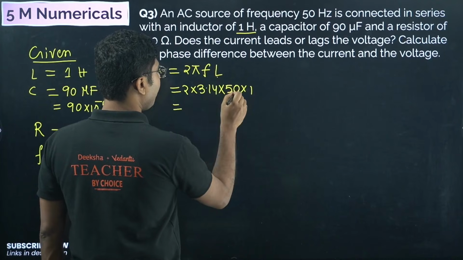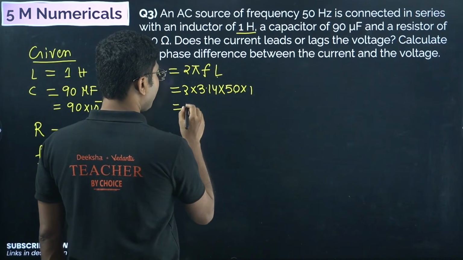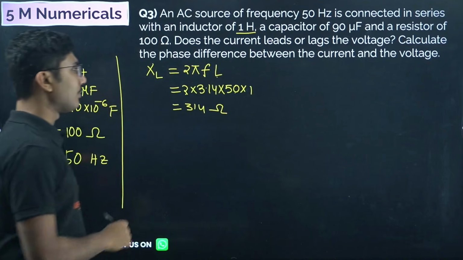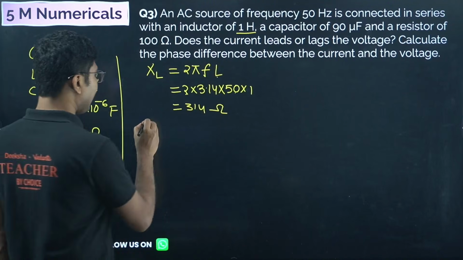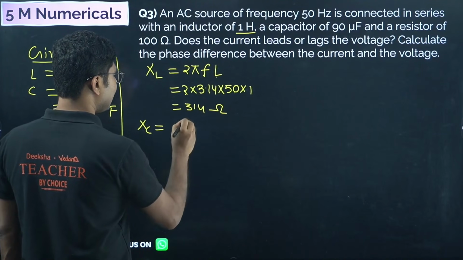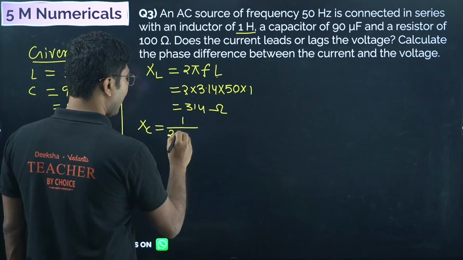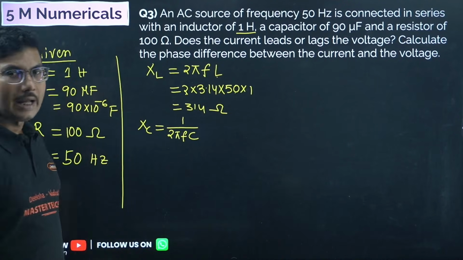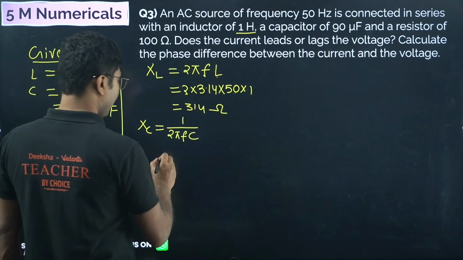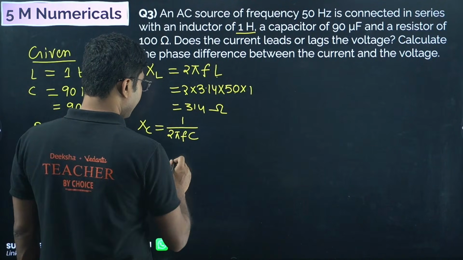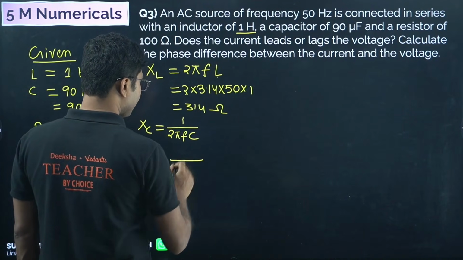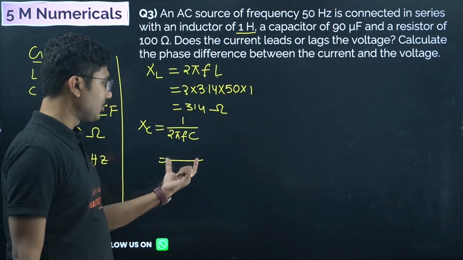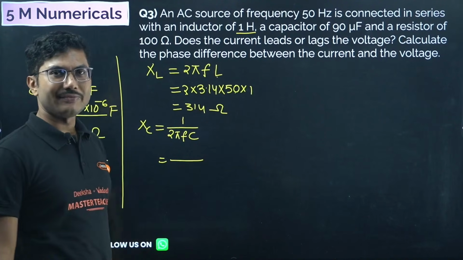So it will be 50 into 2 is 100, 100 into 3.14 is 314 ohm. So XL is calculated. Next stage is to calculate XC. What is XC? XC is 1 upon 2 pi F into C. Now here I always tell you a trick that you can use. First of all, C is given as 90 into 10 to the power of minus 6. So you have to write the entire quantity in the division.